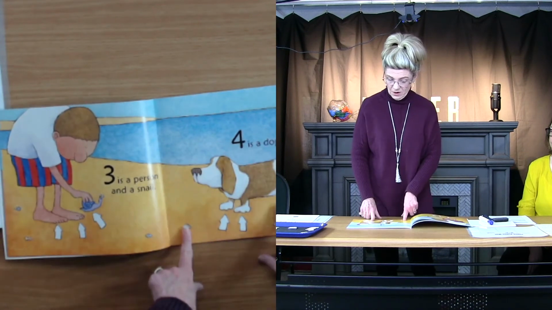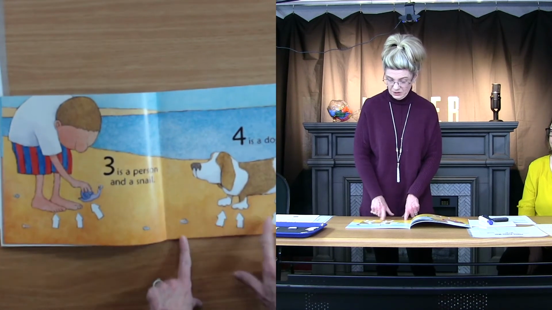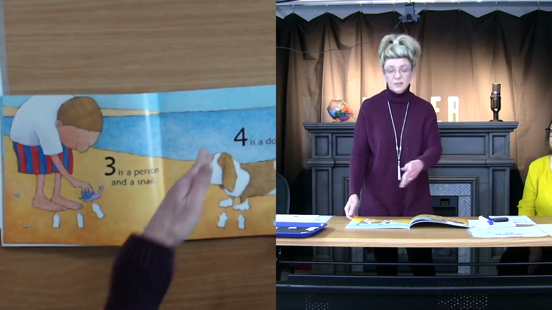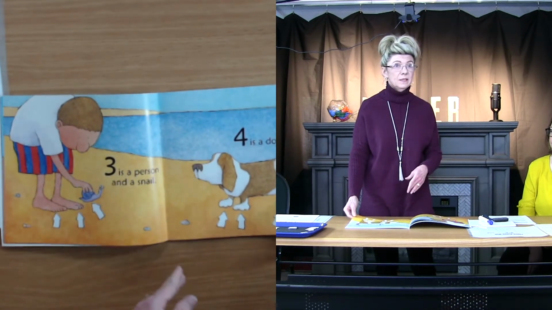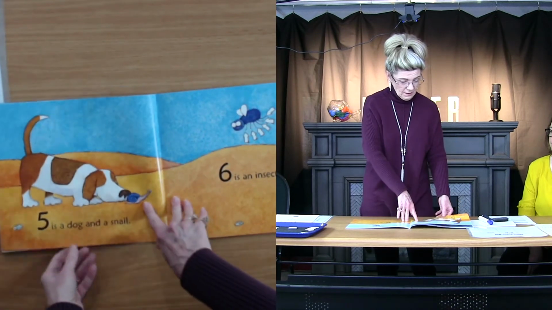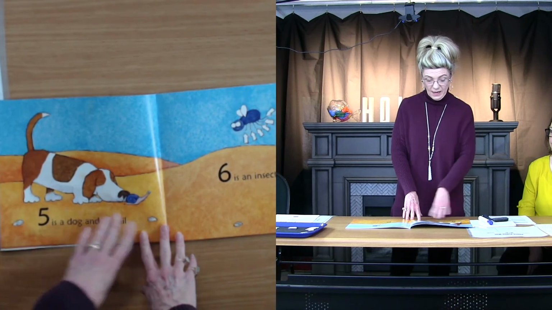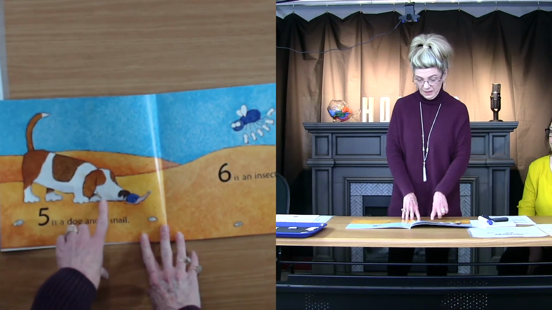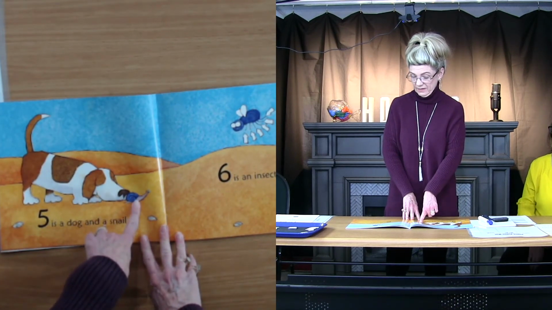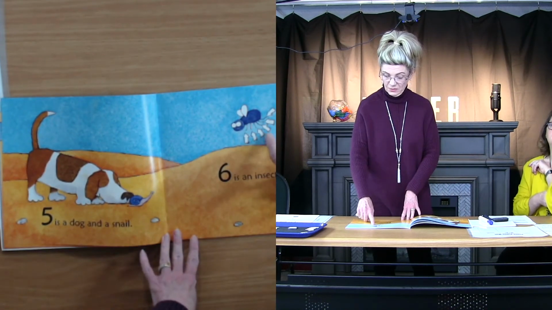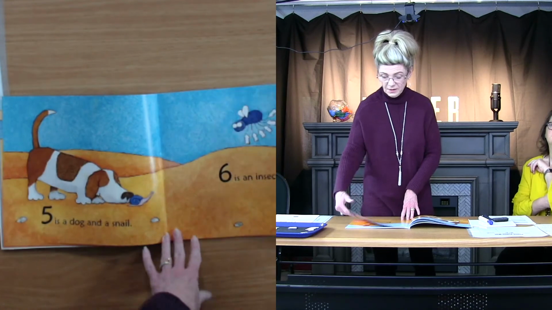And then 4, the dog has 4 feet. 1, 2, 3, 4. And the kids of course can count along with you as you point, or one of the kids could be up and pointing as well. Of course 5 is a dog and a snail. So you have 1, 2, 3, 4, and 1 more makes 5. And of course the 6 is the insect. 1, 2, 3, 4, 5, 6. So you get the concept there.